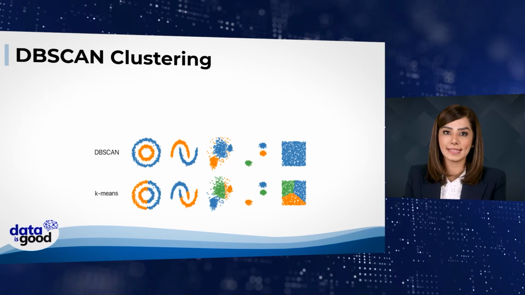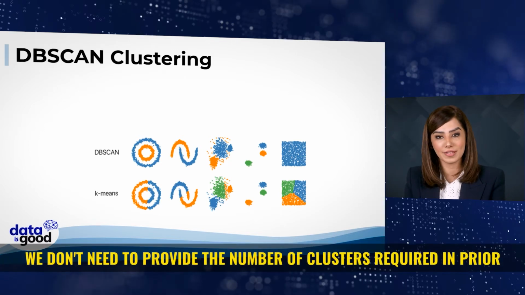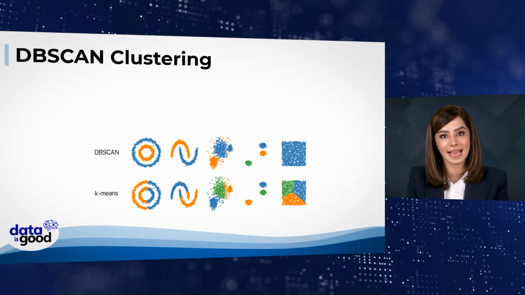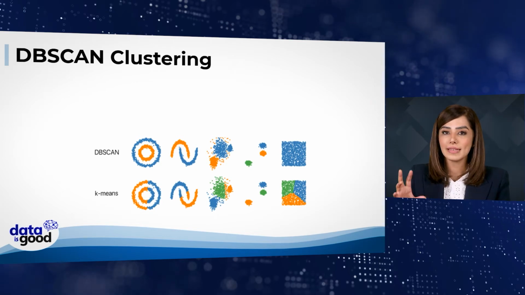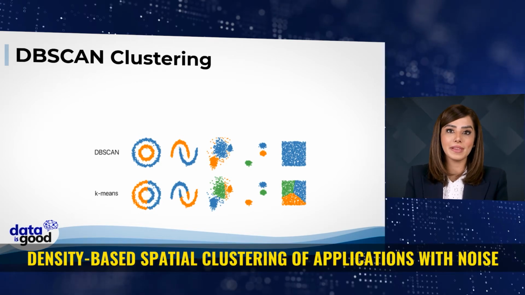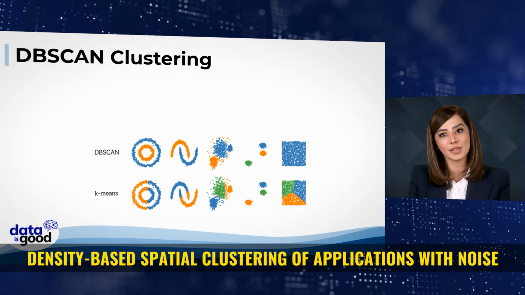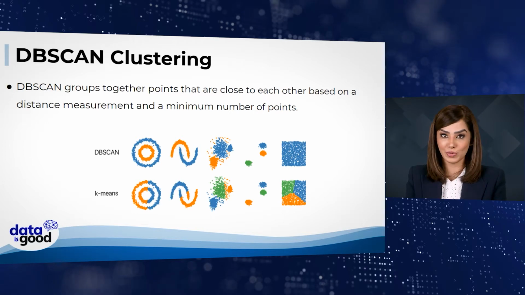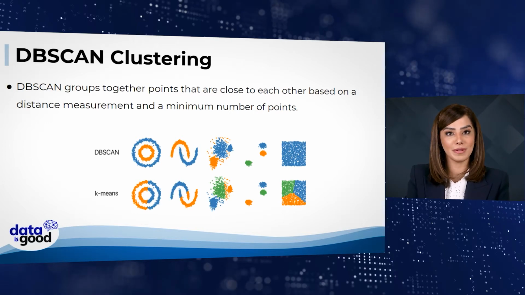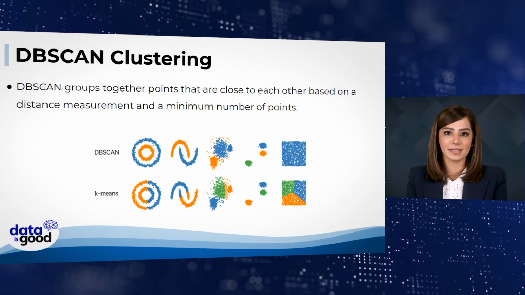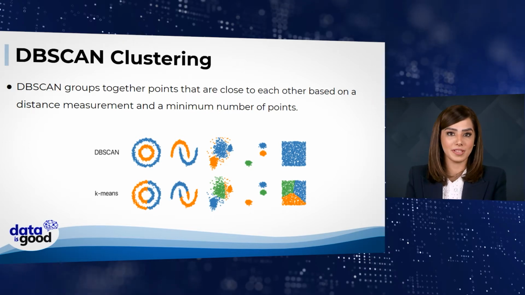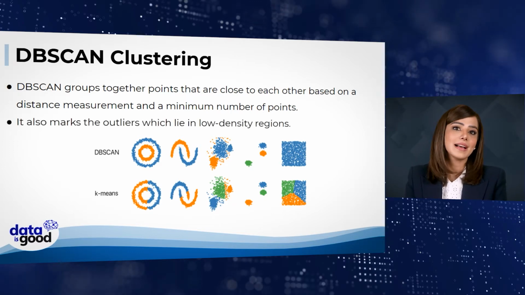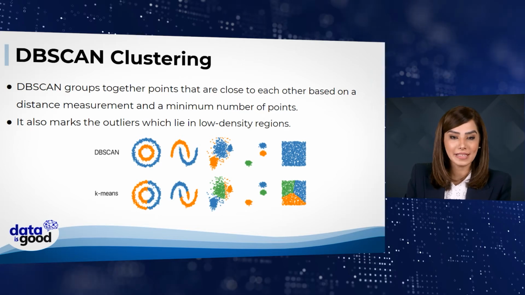The most important thing is that we don't need to provide the number of clusters in advance. So let's get started and learn more about DBSCAN clustering. First of all, DBSCAN stands for Density-Based Spatial Clustering of Applications with Noise. The DBSCAN algorithm groups together points that are close to each other based on a distance measurement, usually Euclidean distance, and a minimum number of points. It also helps us track down outliers as the points that are in low density regions.